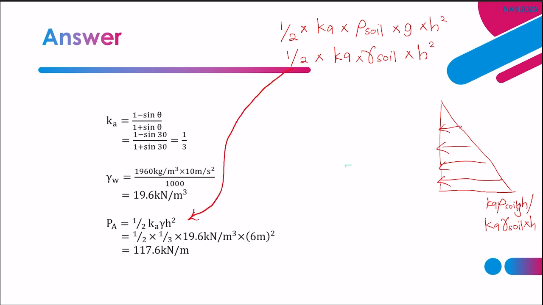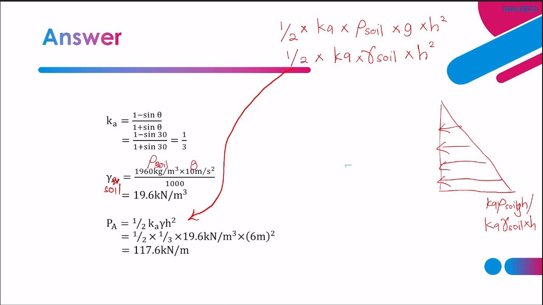But the density, sebab dia bagi density of soil, therefore kita akan tukar that density to unit weight. 1960 kg per meter cube given. Then you have to times with the gravity acceleration, and bahagi dengan 1000 sebab kita nak tukar from Newton to kilonewton. Then I get 19.6. This is the unit weight of soil.